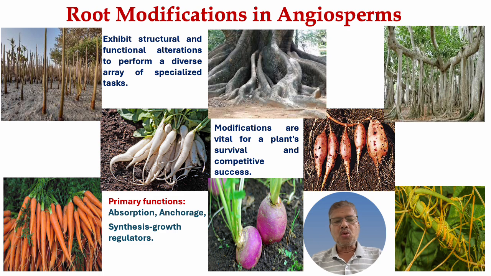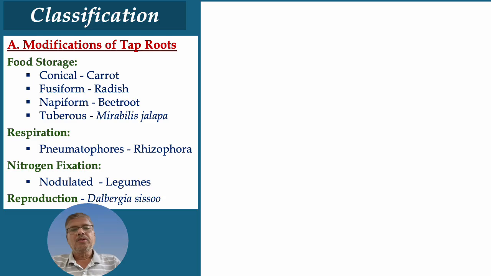Whether it is to store a massive amount of food, provide additional support in challenging environments, facilitate gaseous exchange in waterlogged soils, or even form symbiotic relationships for enhanced nutrient uptake, modified roots demonstrate the incredible plasticity of plant morphology. By exploring these fascinating adaptations, we gain a deeper appreciation for the intricate ways in which the angiosperms have evolved to overcome the environmental constraints and thrive across the globe.